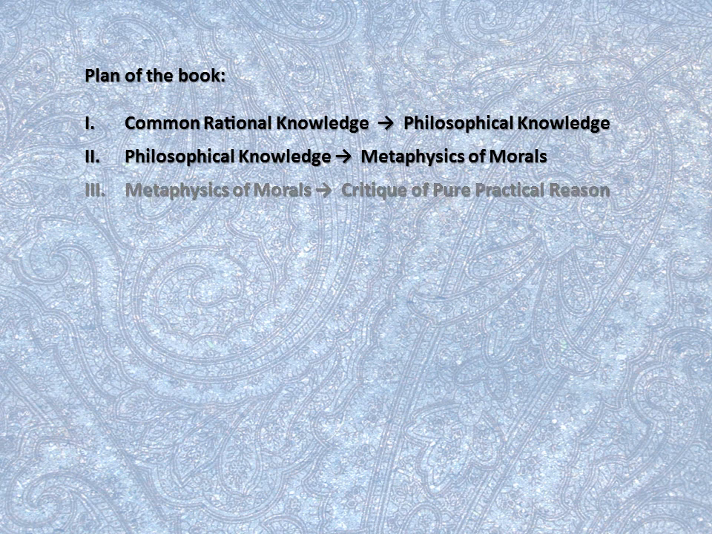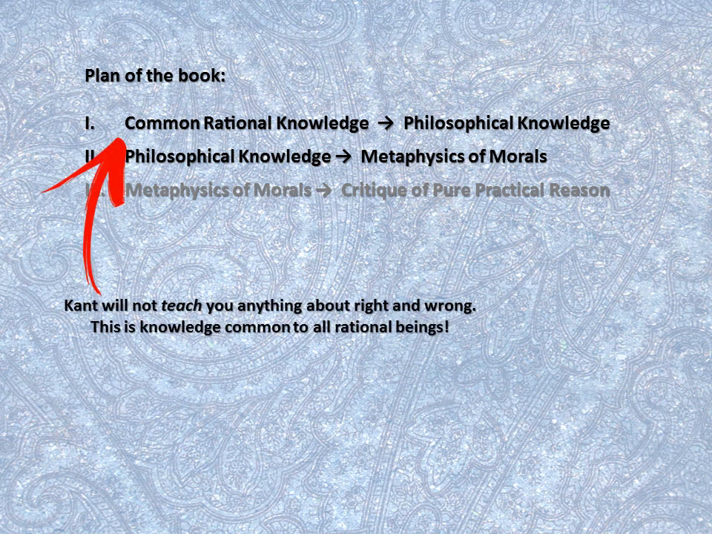I have not assigned to you section 3 of the book. I haven't even given it to you as part of your online reading. If you go off to grad school and you end up reading a bunch of Kant, then I think you'll end up getting around to reading it, but it's just not necessary for the purpose of our course. The first section, Kant says, is a transition from common rational knowledge to philosophical knowledge.